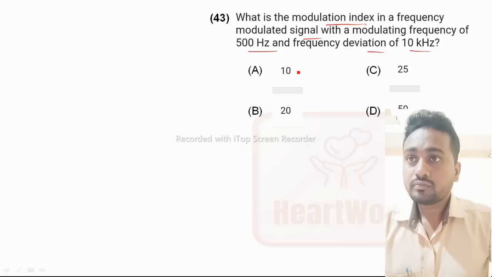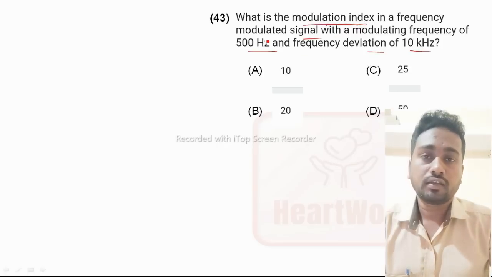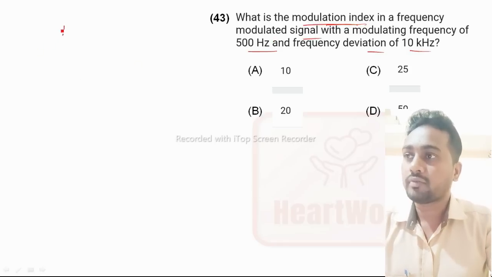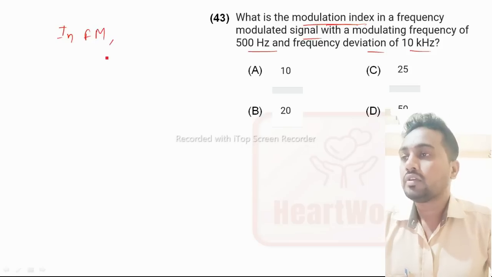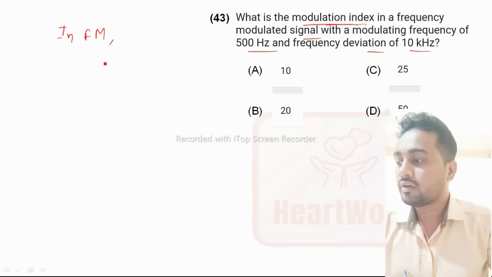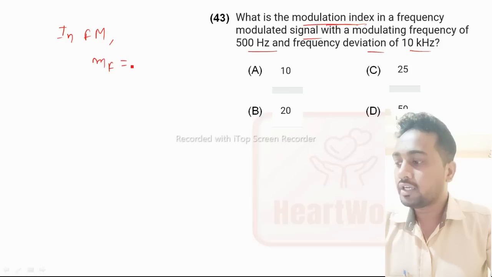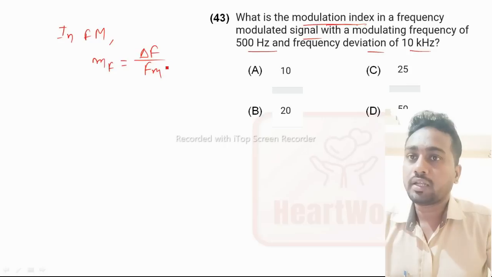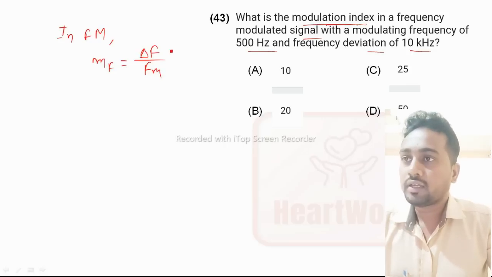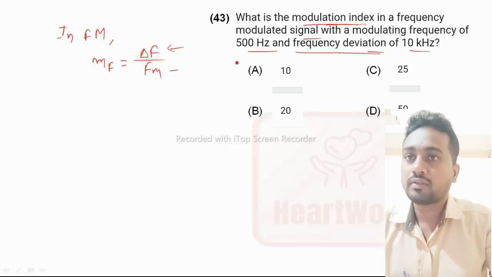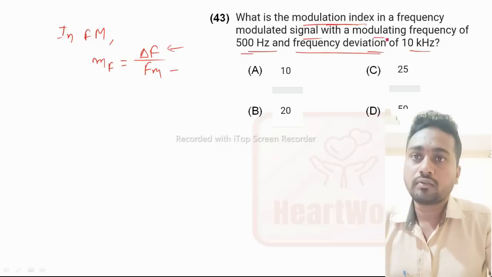Okay, so modulation index in a frequency modulated signal. We have to find the modulation index in FM. In FM, how will we calculate this modulation index? That is mf. Modulation index is del f divided by fm. Del f means frequency deviation, and fm is the maximum frequency or modulating frequency.